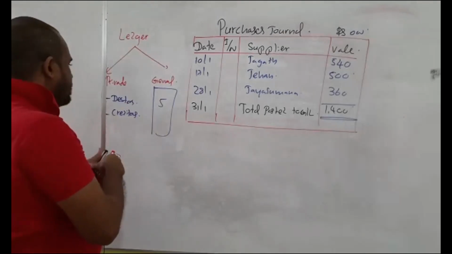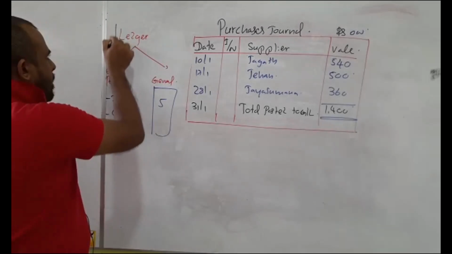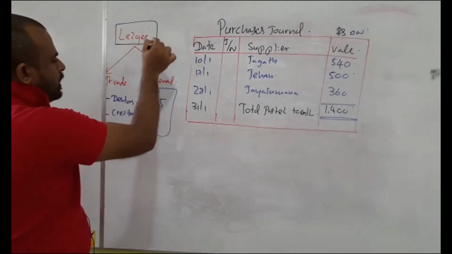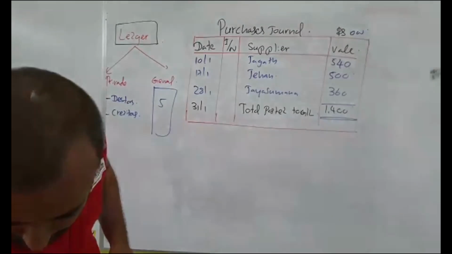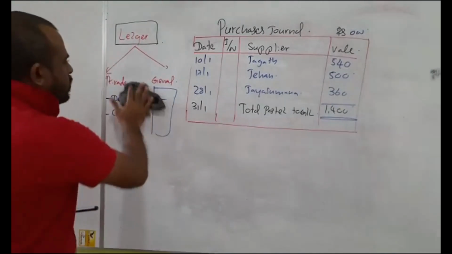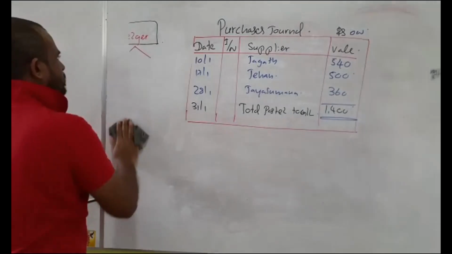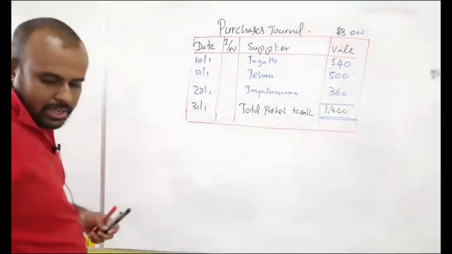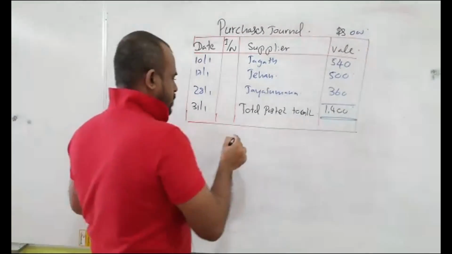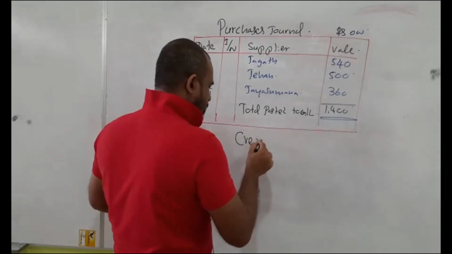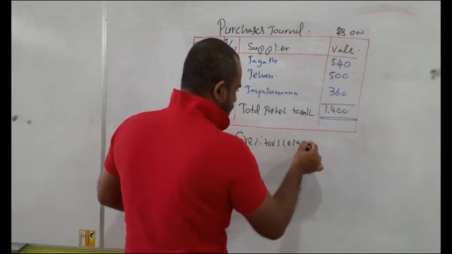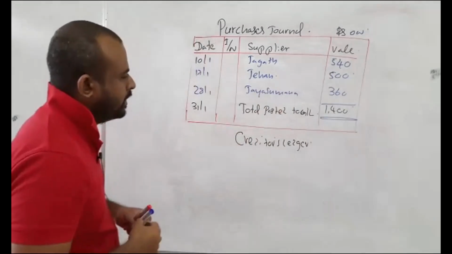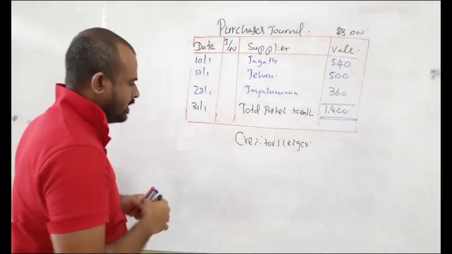The ledger has two parts. What? The private ledger and the general ledger. In the private ledger, who do we have? Only the creditors' accounts. How many creditors are there? We call this the creditors ledger. The creditors ledger means only creditors. How many ledger accounts do you have? Three ledger accounts: Jagat, Jehan and Jayasomana.